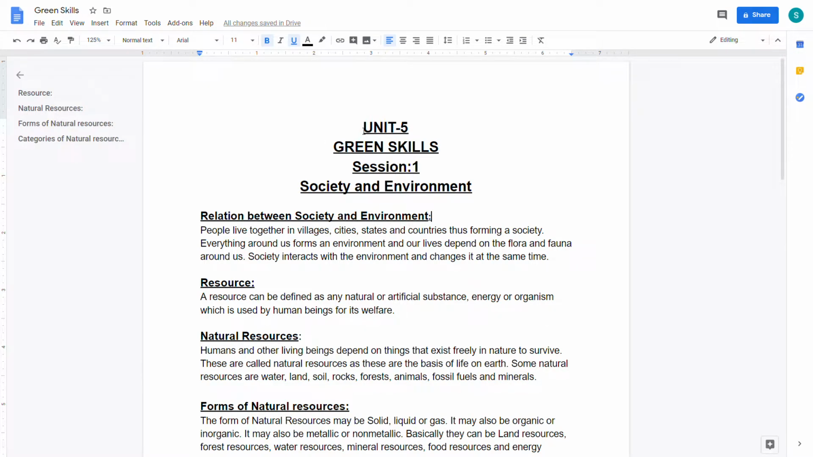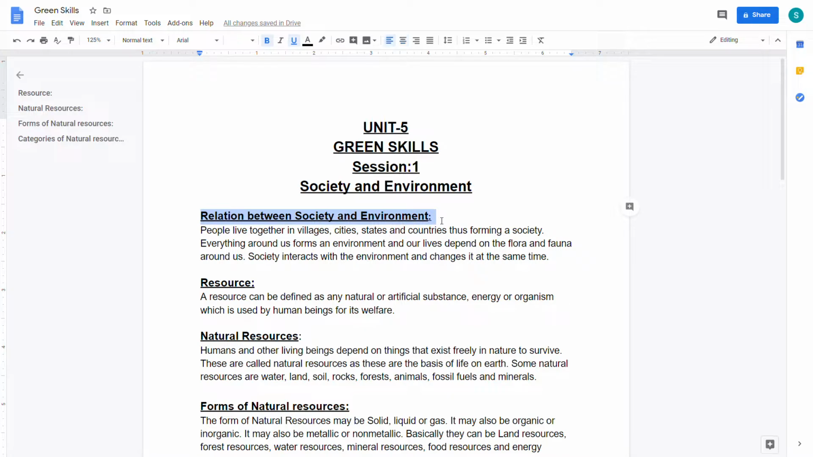Dear students, today we will start the next unit, Unit 5 of the book Employability Skills. The name of the unit is Green Skills. The first session is Society and Environment. First of all, we will discuss the relation between society and environment.